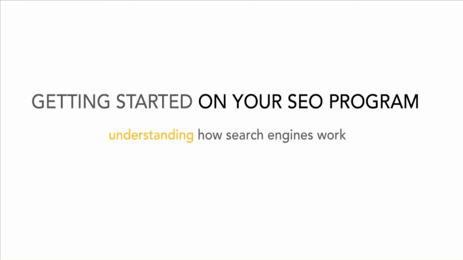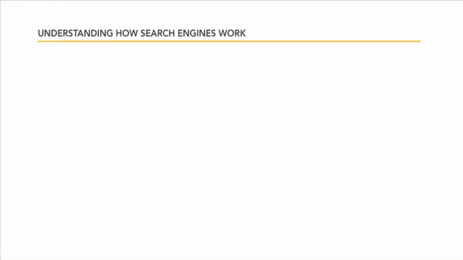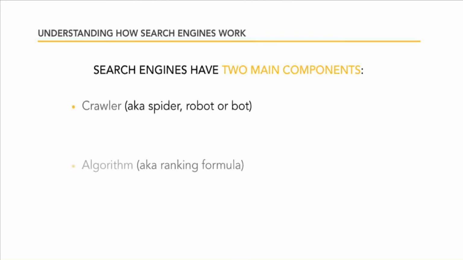When learning SEO, it's much easier and clearer if you understand the whys behind the techniques. To help understand the whys, you have to know a bit about how search engines work. In very simplistic terms, there are two main components to the search engines, the crawler and the algorithm. The crawler, which is sometimes referred to as a spider or a robot or simply just a bot, is what goes out on the web and fetches the info.